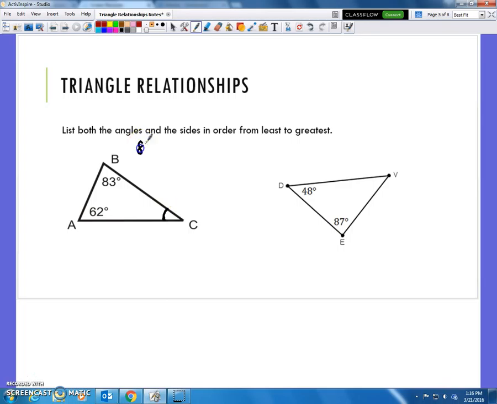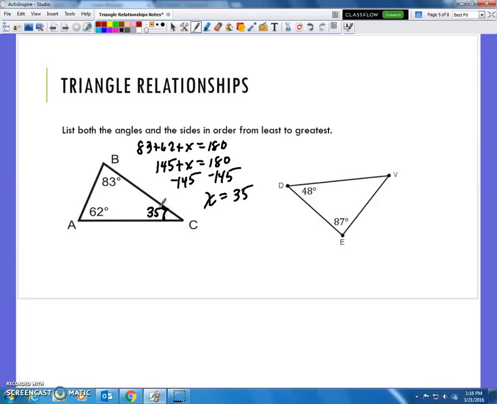I'm going to say, okay, well, 83 plus 62 plus something has to equal 180 degrees. So 145 plus something, and if I solve for it, I know that it must equal 35. So I know that this is 35 degrees. So I'm going to write that in there.